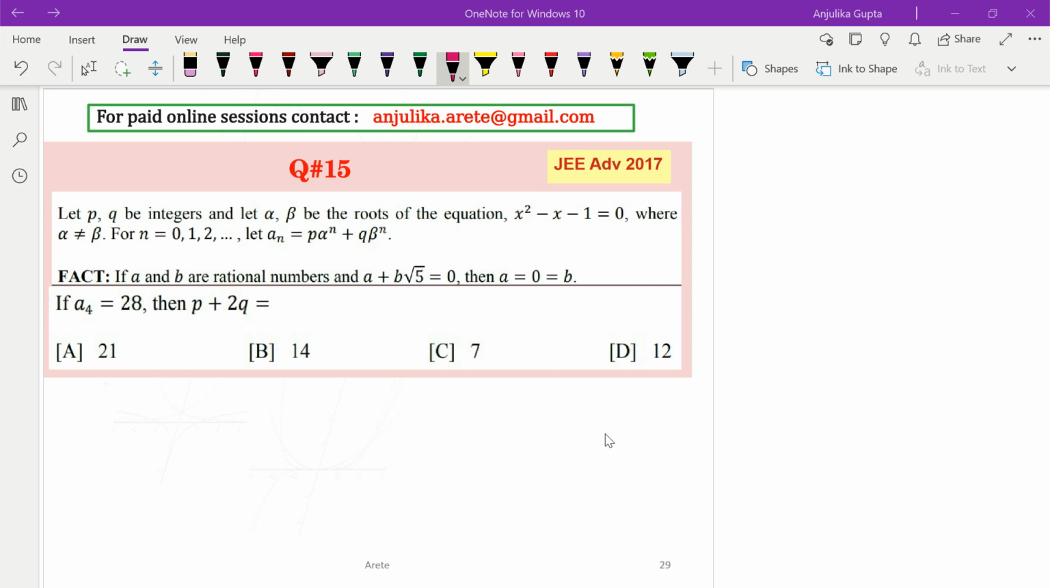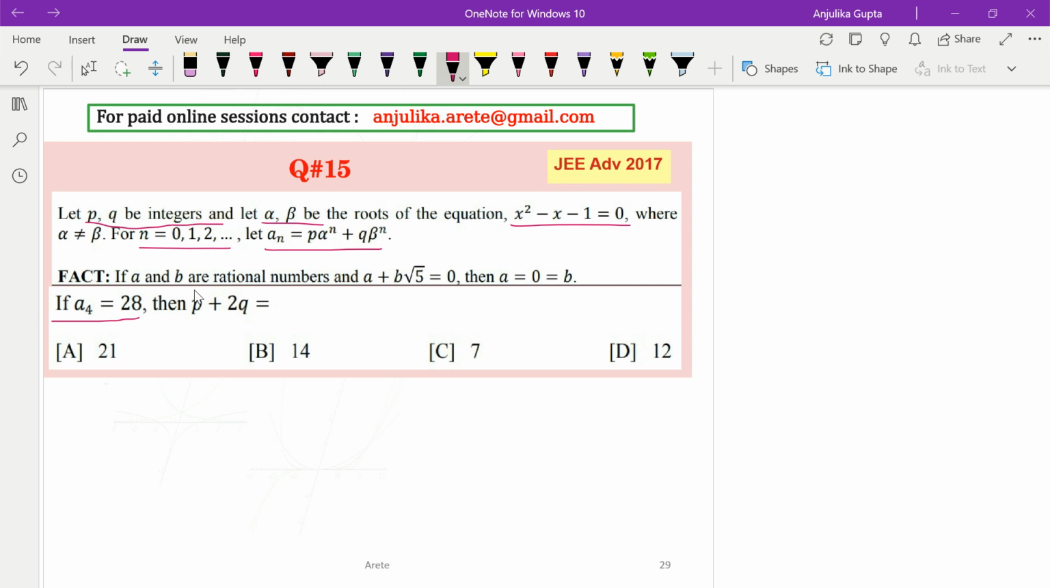This is the second part of the paragraph question which we discussed in the last session. Let's read this question again. It says that P and Q are integers and alpha, beta are the roots of this equation. They have defined an like this, where n is 0, 1, 2, and so on. Now they are asking, if A4 is 28, then what is P plus 2Q?